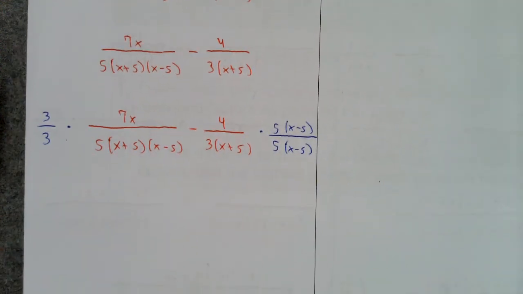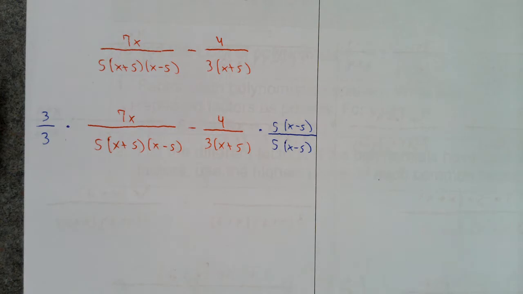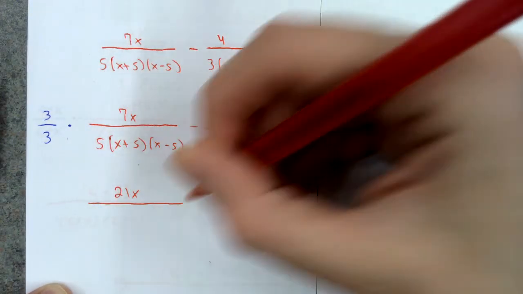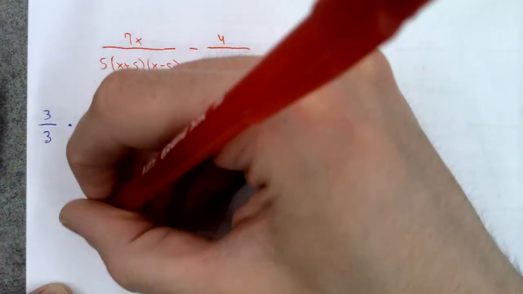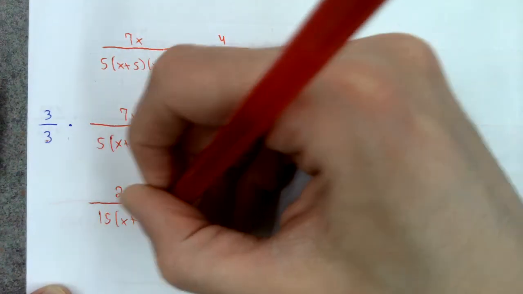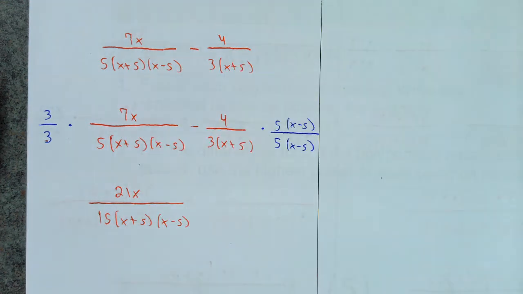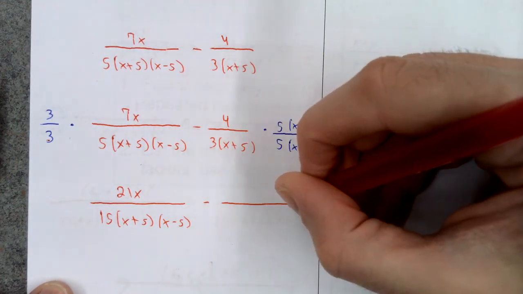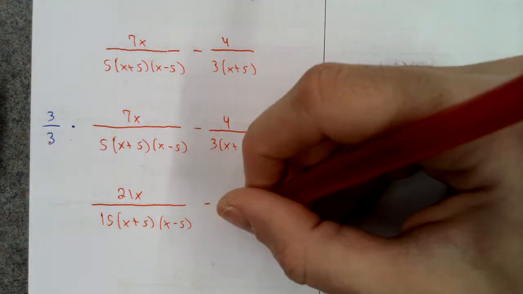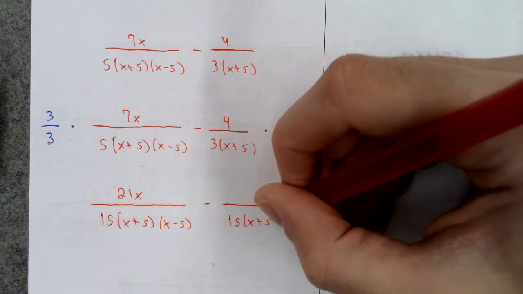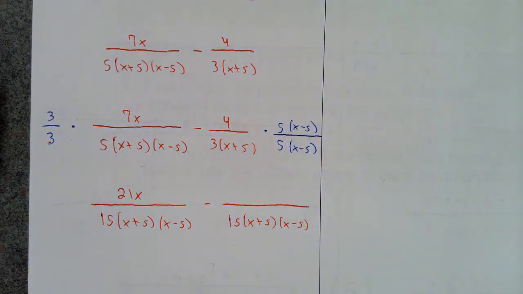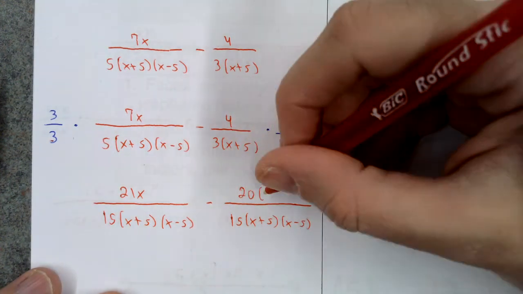So I have 21x, 3 times 7x is 21x, over 3 times 5 is 15, times x plus 5, times x minus 5. And the other denominator is going to be exactly the same thing, but that was the whole point of that step above. 15 times x plus 5 times x minus 5. And my numerator right there is going to be 20. 4 times 5 is 20, times x minus 5.